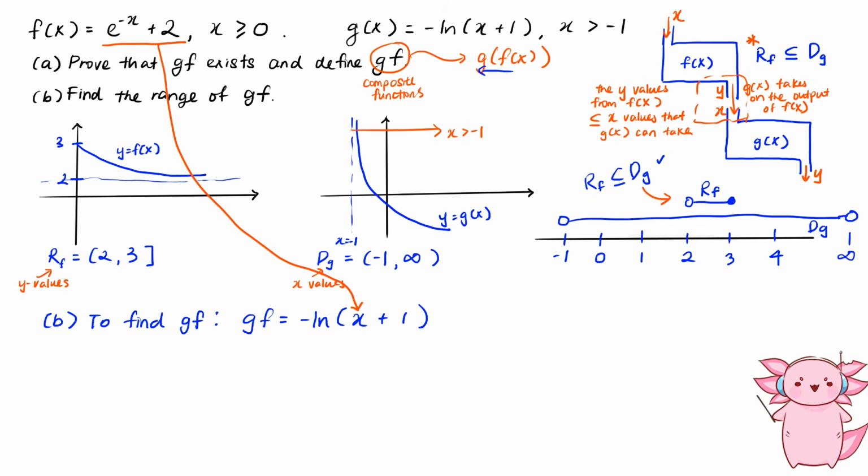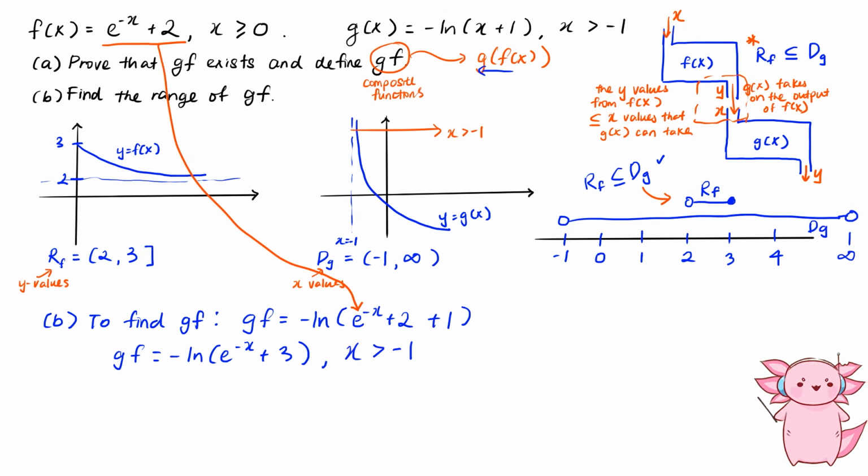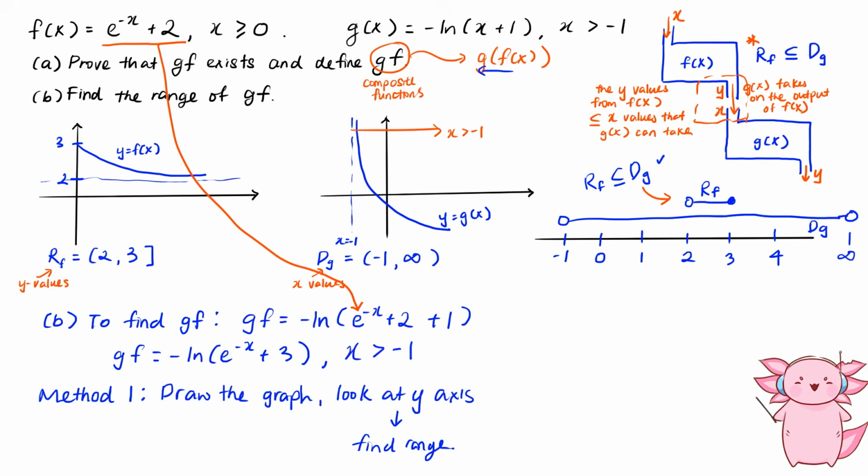So we put e to the power of -x plus 2 into g of x, and we get gf equals -ln(e to the power of -x plus 3), where x is greater than 0. In order to find the range of gf, there are two methods. The first is to draw the graph of gf and to find the y values that it can take. But let's focus more on the second method, which I call applying the function to the extremes.